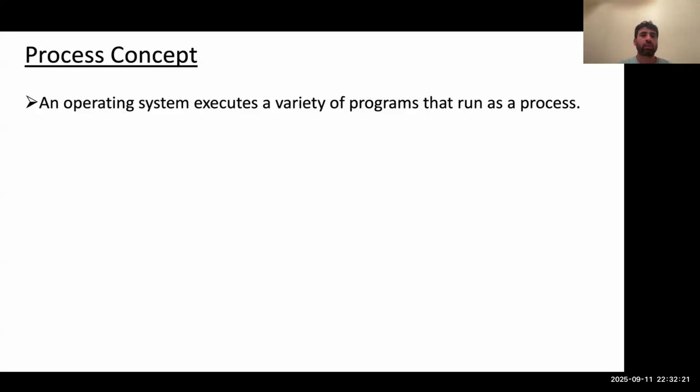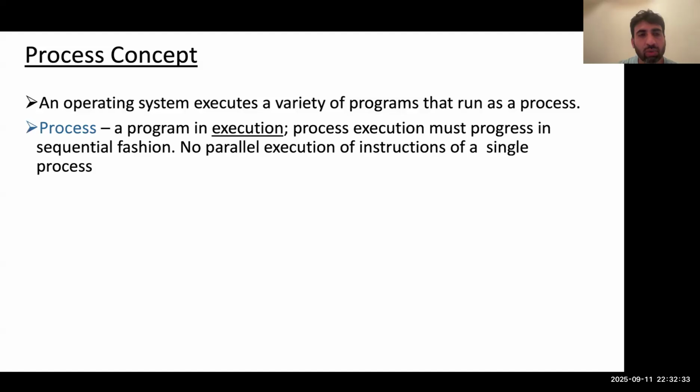So what is a process? We know that when we are running an operating system, it executes a variety of programs, and those programs run as processes. So what exactly is the process itself? A process is a program in execution. Basically, a process is an active form of a program.